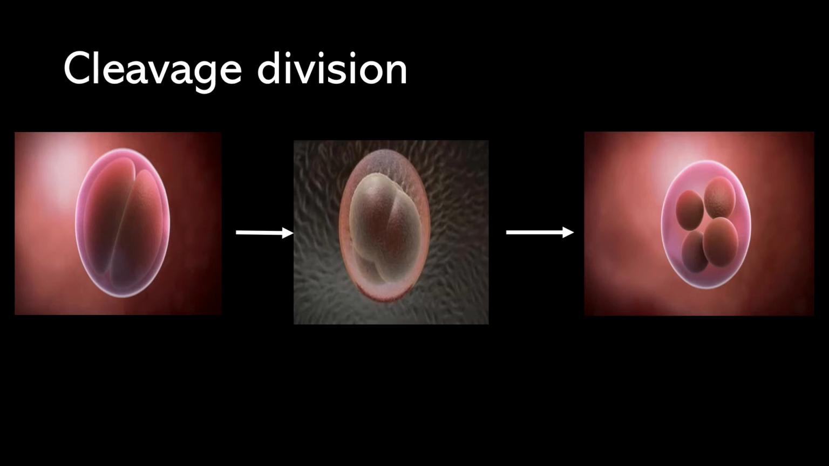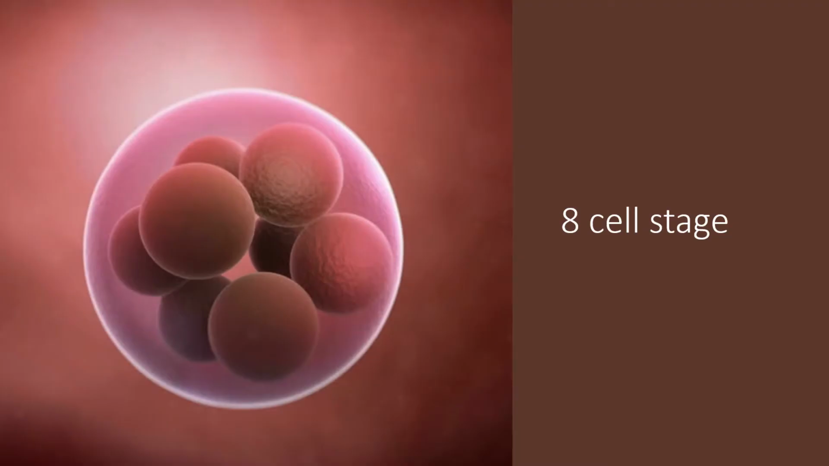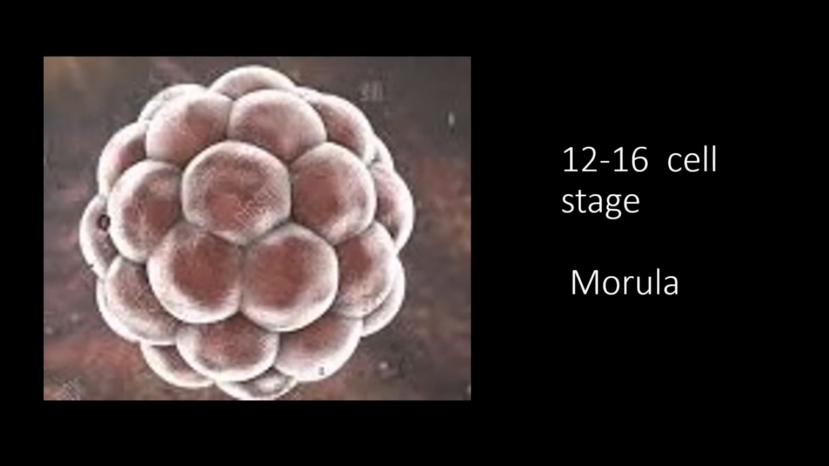In this picture we can also see the three cell stage, and then immediately the smaller cell divides, so it becomes a four cell stage, and then the eight cell stage. Whenever the cleavage division starts, the zygote moves from the ampulla of the uterine tube to the uterine cavity. Then it goes to the 12 to 16 cell stage.